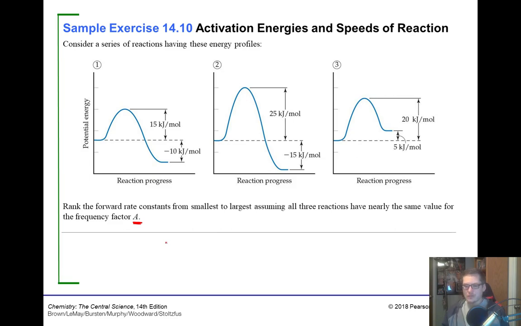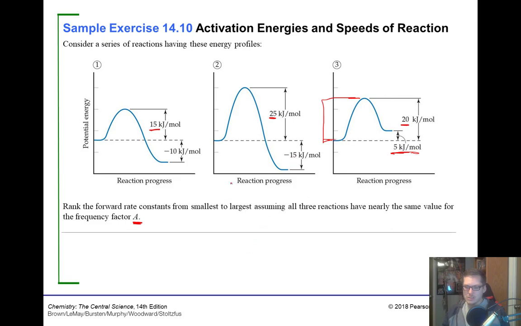So really, we just have to figure out the activation energies. The activation energy for this one would be 15 kilojoules per mole, the activation energy for this one would be 25, and the activation energy for this one would be 20. Don't get thrown off by this 5 kilojoules that's floating out here. From this to this would be 15, and you might be thinking, oh, that's equal to this one, but it doesn't matter because that's our product. We don't care about this change. The activation energy is only from here to here, and that's 20.